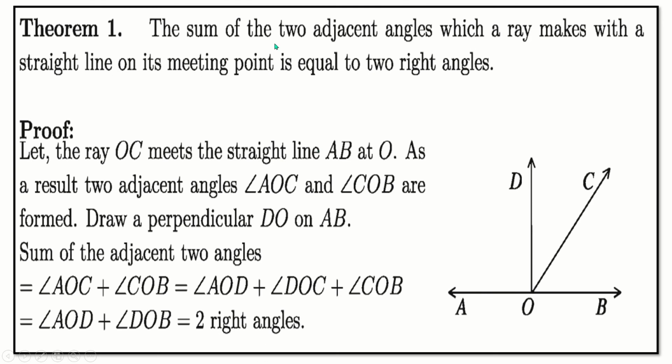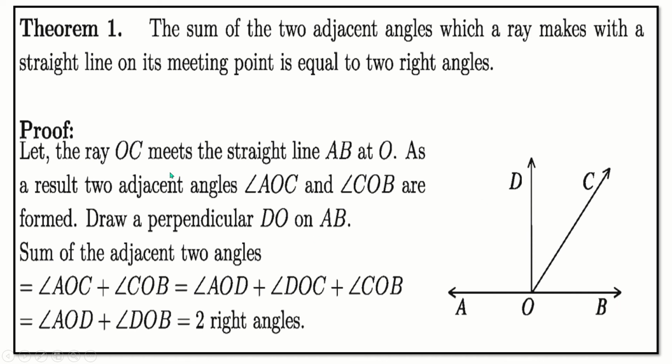Theorem 1. The sum of the two adjacent angles which a ray makes with a straight line on its meeting point is equal to two right angles. Again, follow: the sum of two adjacent angles which a ray makes with a straight line on its meeting point is equal to two right angles. That means angle AOD plus angle DOB is equal to two right angles.